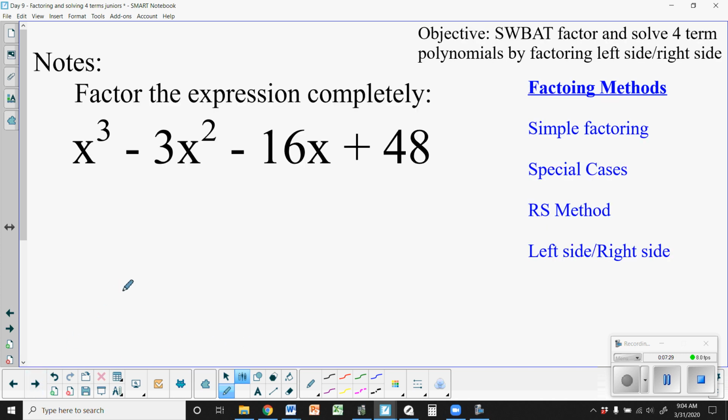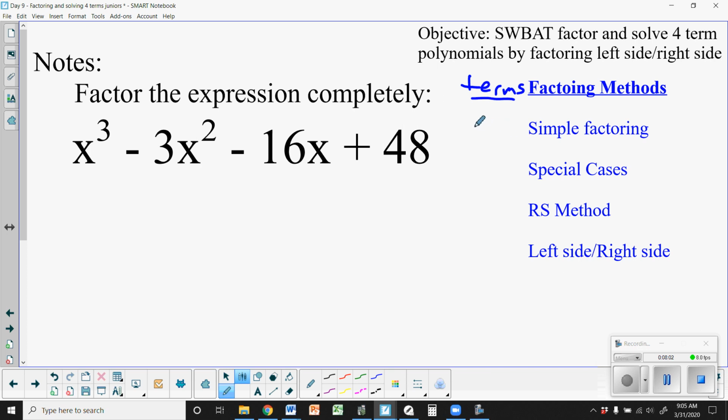So this next part, now we're looking at 4 terms here. We've got x cubed, minus 3x squared, minus 16x, plus 48. And we think about the factoring methods that we have. We have simple factoring, special cases, RS method, and left side, right side. And we're going to be talking about this one today, left side, right side, and that's really if we have 4 terms.